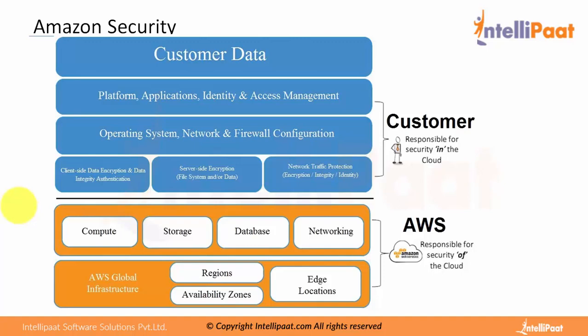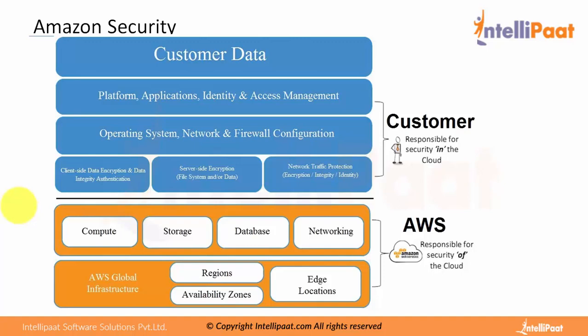So how do you implement? That's why you can have the platform or application level security. You can use Identity and Access Management, where you create the users and give them restrictive access instead of opening it to the whole world. Use your firewall networking very effectively. The firewall means the virtual firewall. We talk about the security groups. Use that. Use client side data encryption, server side data encryption, network traffic protections. Whatever way possible, Amazon gives you that, but it's your responsibility to implement that.